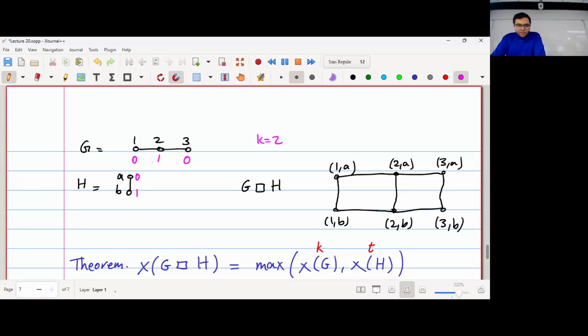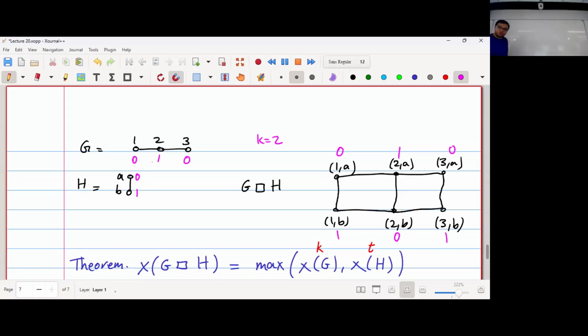So what color am I going to assign to 1A? It's 0 plus 0, which is 0. Okay, what about 1B? It's 0 plus 1, which is 1. What is the color that I'm going to assign to 2A? 1 plus 0, 1. 2B is going to get 1 plus 1, but we're doing calculations modulo 2, so it's 0, because I'm taking the remainder when divided by 2. So 2 is the same as 0. And here I'm going to have 0, here I'm going to have 1.